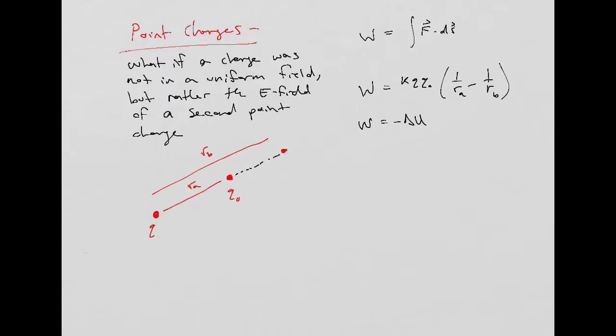And again, we said that work is related to potential energy with this equation. And this is what allowed us to define the electric potential energy for 2 point charges, for a pair of point charges.